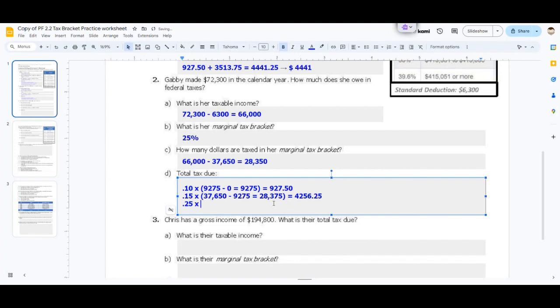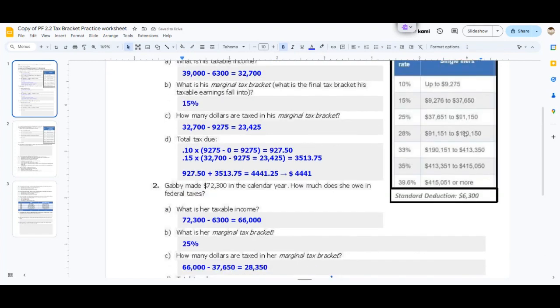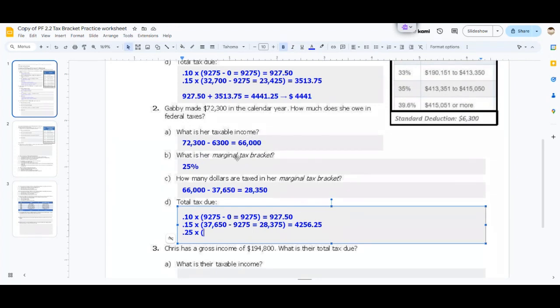Then Gabby goes into the 25% bracket. All right, the 25% bracket goes up to 91,150, but again, the last taxable dollar for her was 66,000. And then subtract out the dollars that were already taxed, either at 10% or 15%, which is 37,650. We already calculated that in part C. Okay, I was kind of leading you there. 28,350. So 28,350 times 25% is $7,087.50. Now we'll add these up to find her total tax due.